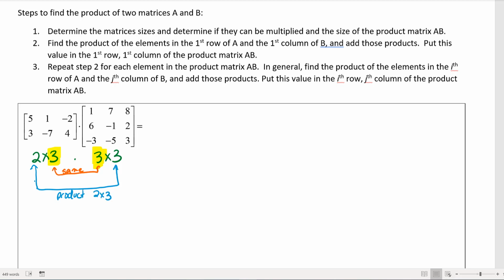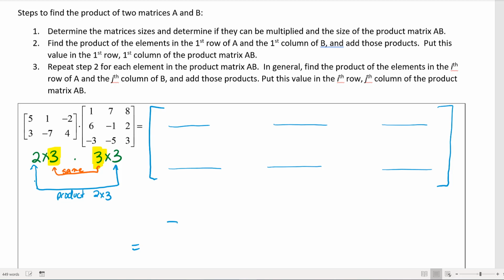Okay, so that tells me that I'm going to have a 2 rows by 3 column matrix. Now, I'm going to have a lot of work here, so I made this very large matrix, but then I'm going to reduce it into a more normal size matrix down below once I do all my work.